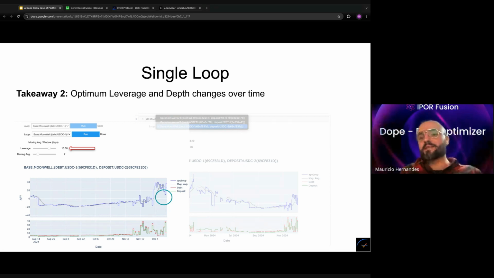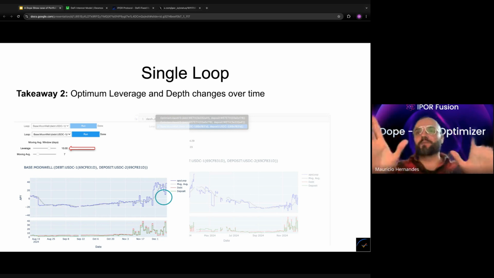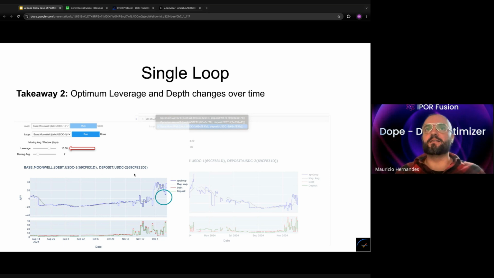So yeah, basically the takeaway here is the idea that the optimum parameters change over time. So now you have to think, okay, how can I automate the process if this needs to change over time, right? Just as a curiosity, this particular market is on Base, where you're basically yielding the rewards, and that's why you're just looping on the same asset, right? So yeah, that's basically this particular dashboard.